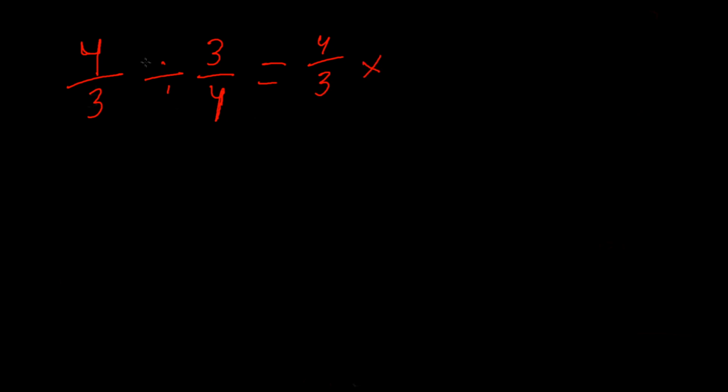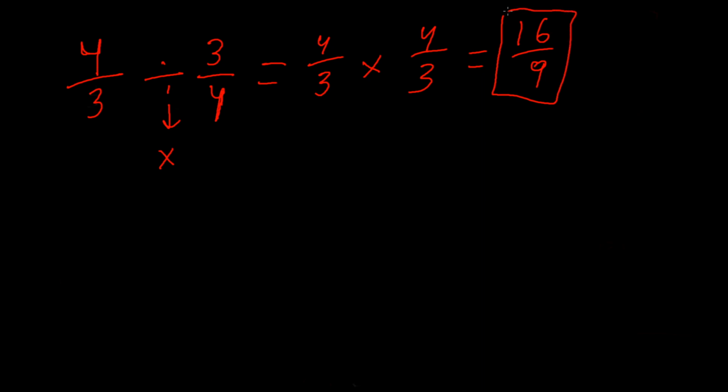And what we would do is keep the first number, which is 4 over 3. We'd flip the sign, so division turns into multiplication because it's the opposite of it. And then we'd flip the second number, so this 3/4 right here becomes a 4 over 3. And from here, we'd multiply like regular, and 16 over 9 is our answer.